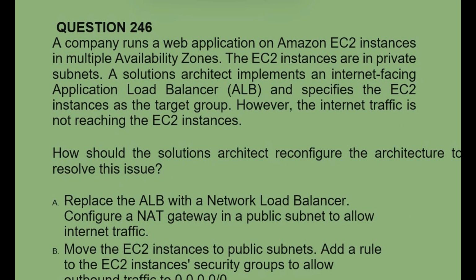Question is, a company runs a web application on Amazon EC2 instances in multiple availability zones. The EC2 instances are in private subnets. A solution architect implements an internet-facing application load balancer, ALB, and specifies the EC2 instances as the target group. However, the internet traffic is not reaching the EC2 instances. How should the solution architect reconfigure the architecture to resolve this issue?